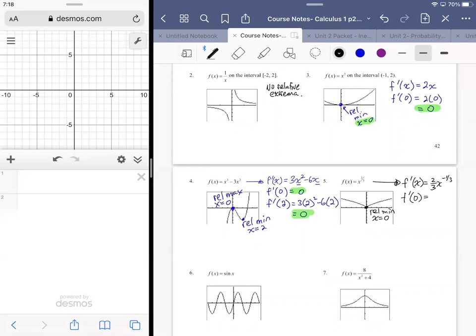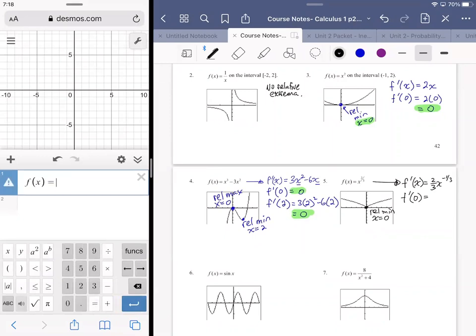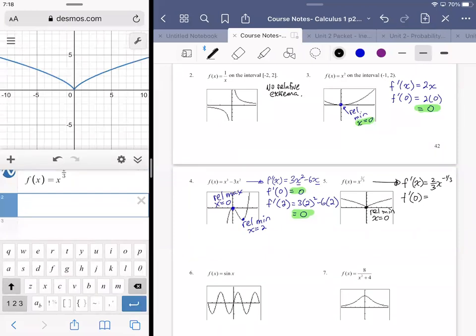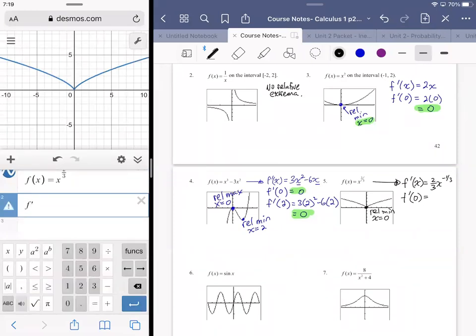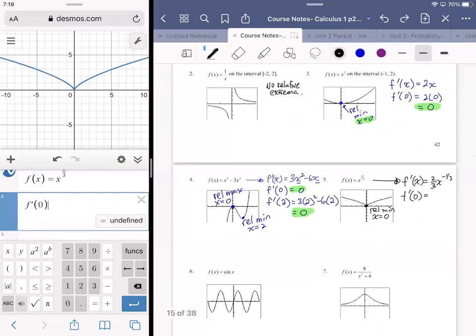But you could also just type in your function. Remember, I said this a while ago, anything that's numerical in nature in this class is all calculator. Do it all on the calculator, it's perfectly fine. So there's my graph, good looking graph. I could type in f prime of 0, and it says undefined. Kind of like what I set up here, set the derivative equal to 1 over 0, which is undefined. So in this case, we would get undefined.